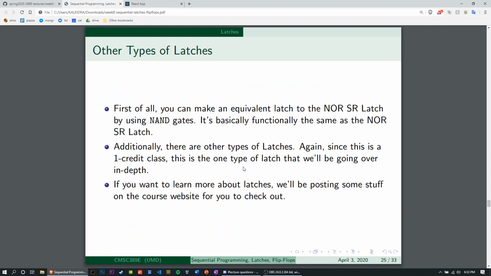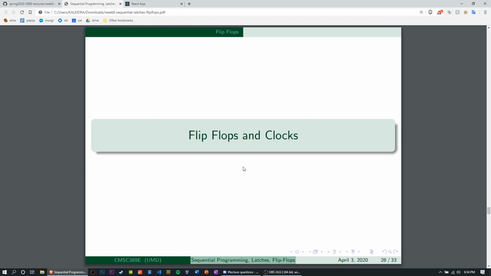It's notable that you can make an equivalent latch to the NOR SR latch by using NAND gates, right? It's basically functionally the same as the NOR SR latch. Additionally, there are other types of latches. Like I said, since this is a 1-credit class, this is the one type of latch that we'll be going over in depth. But again, we'll be posting some more stuff about the other types of latches, so feel free to check them out.